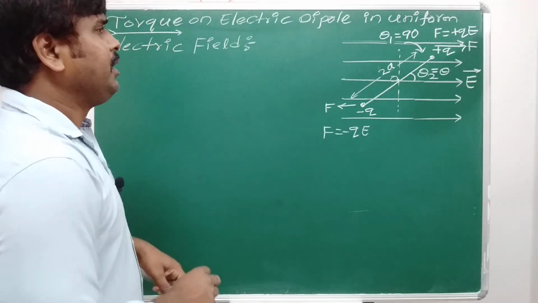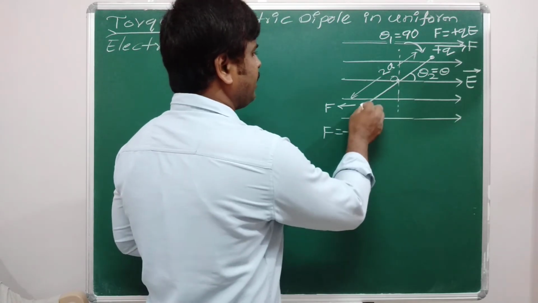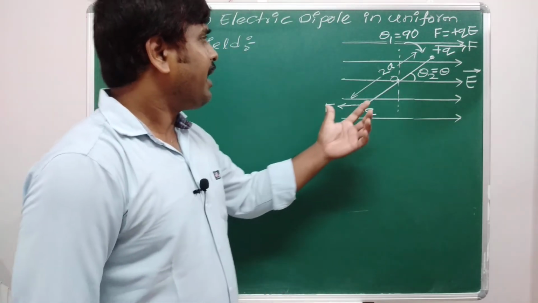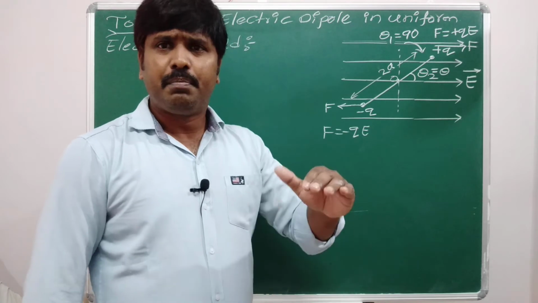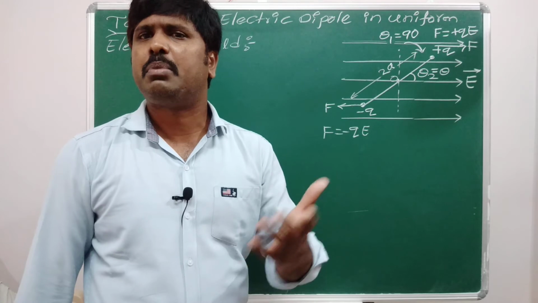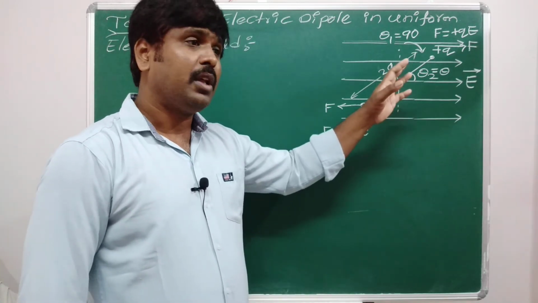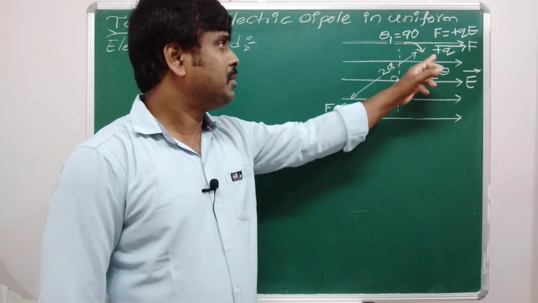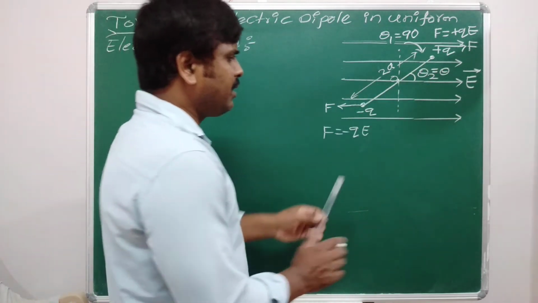So how many forces are acting here? Two forces are acting. Both are acting at different points and are opposite in direction. If both were acting at the same point, they would cancel, because they are equal in magnitude and opposite in direction. But here, though equal in magnitude and opposite in direction, they act at two different points, so there is a perpendicular distance. I can draw the diagram.